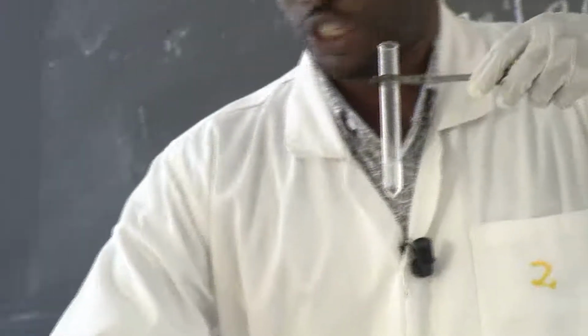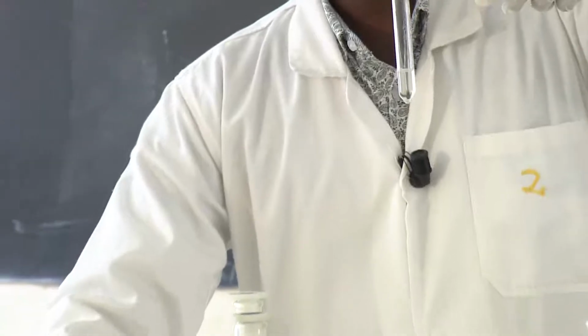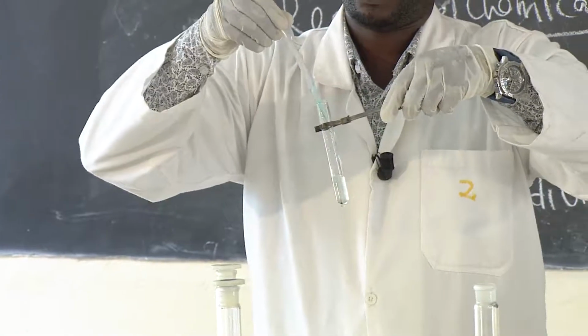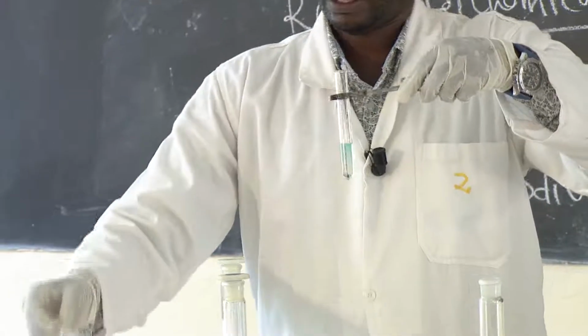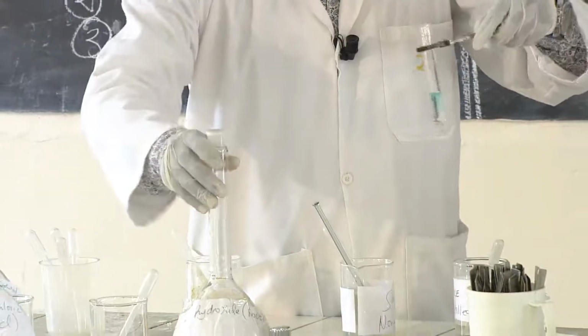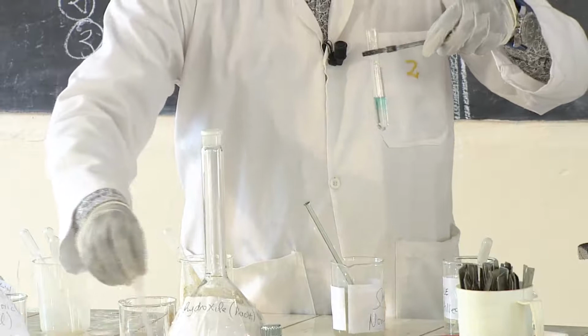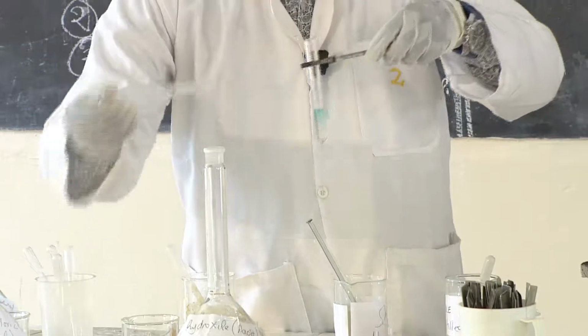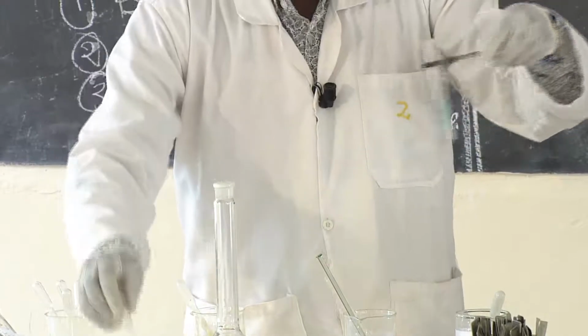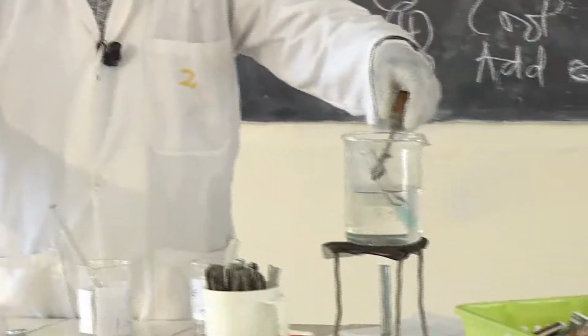I think it is cool. You now add the Benedict's solution. After adding the Benedict's solution, you add sodium hydroxide. You add some drops of sodium hydroxide to neutralize the acid present. And then you put it into a water bath again.